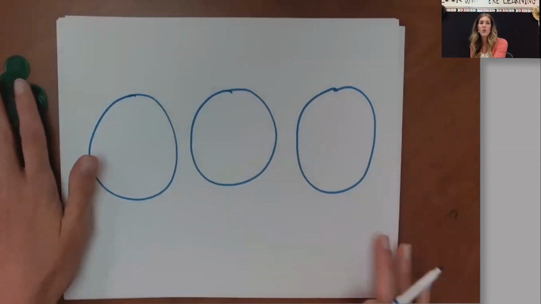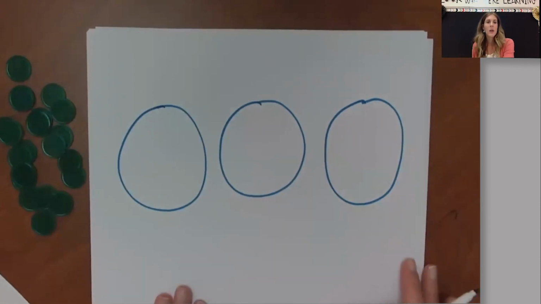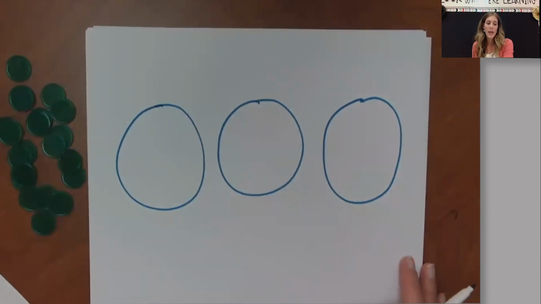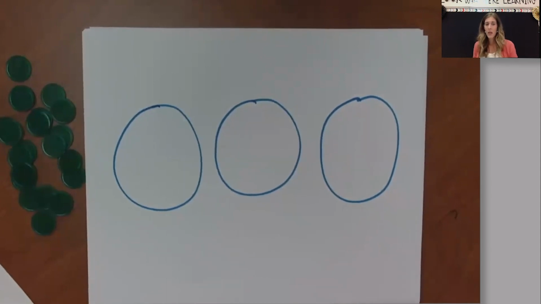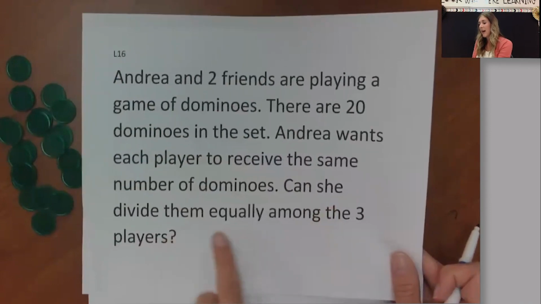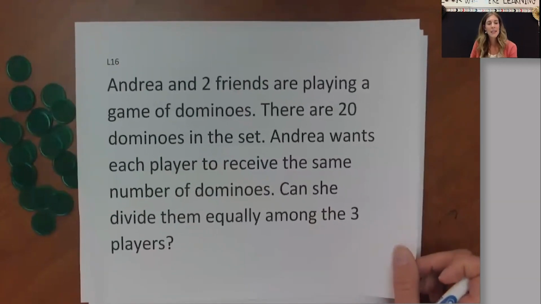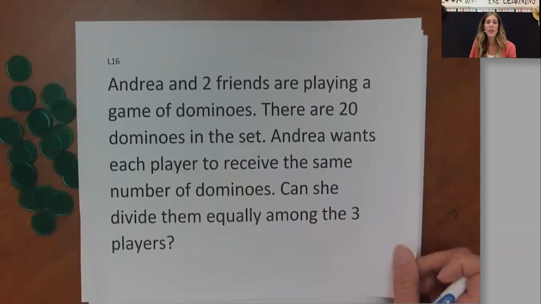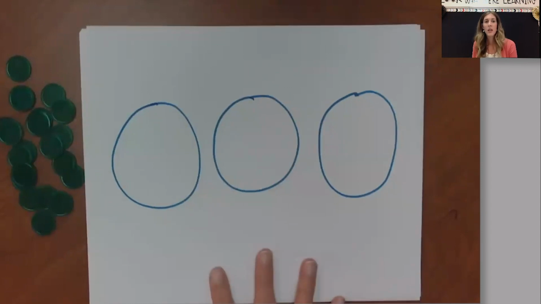And then we're going to use the 20 items that you gathered, or you can just draw circles, as our dominoes that Andrea is trying to share with her friends. Remember, the question wants to know, can she divide them equally among the 3 players? So that's asking, can all 3 players get the same amount with these 20 dominoes? So let's just share them.